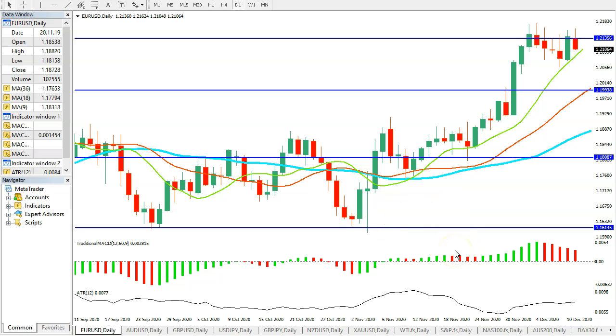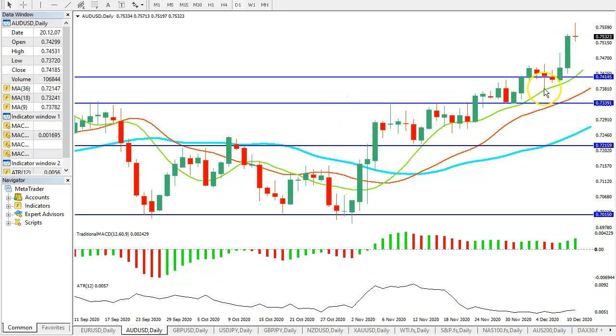We are starting with Euro US dollar. We are on a strong uptrend and looking for a potential retracement back to a previous level to get a setup for going long. We do not have a setup at this time.